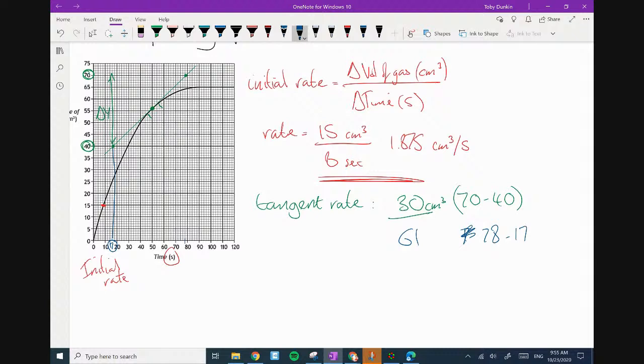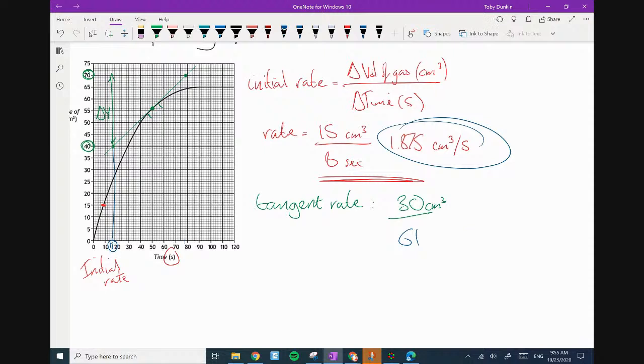Now, if I get this right, the overall rate should be lower than the initial because it's slowing down. So 30 divided by 61, and I get a rate of, I'm going to get rid of all these numbers now. Yeah, and this is seconds. So that's, I now have a rate of 0.492, 3 sig fig. Yeah, centimeters cubed per second.